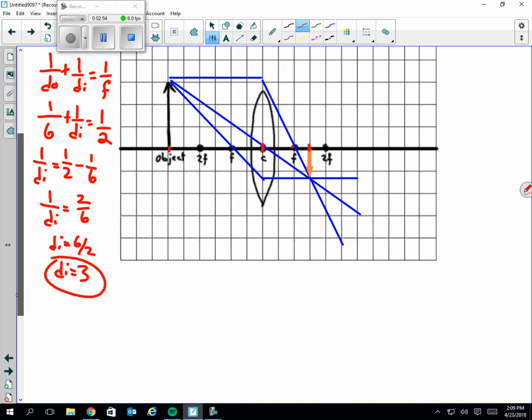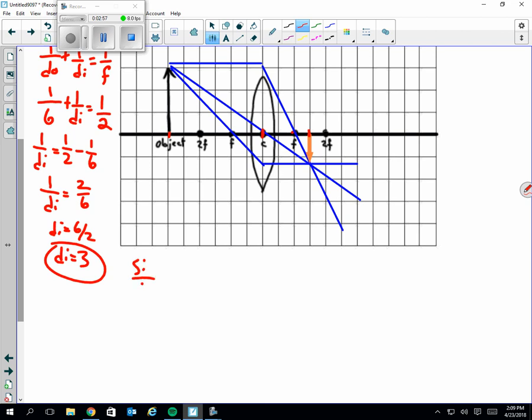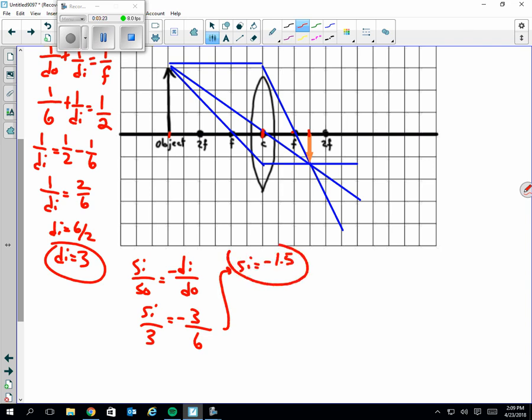Now for the size of the image, SI over SO is negative DI over DO. So SI over the size of the object, which is 3 squares tall, equals minus DI, which we just found out was 3, over DO, which was 6. So I get SI is minus 1.5. And our image does look like that. The minus means it's pointing downward, and the size of it is about 1.5 grid spaces. So our math matches our diagram very well.